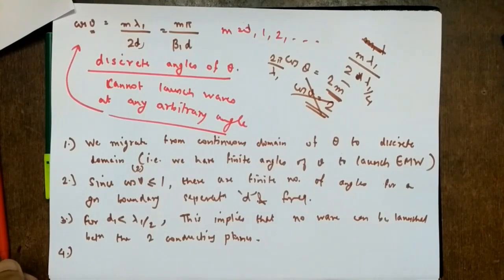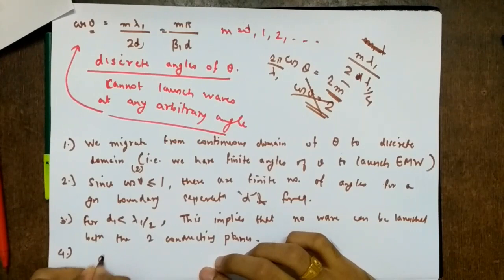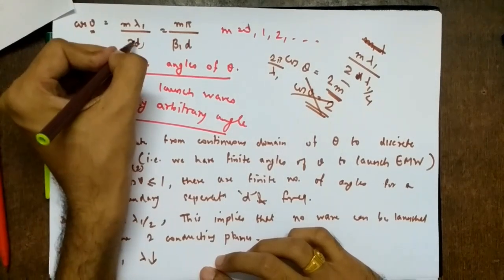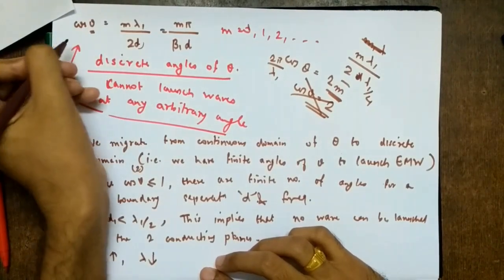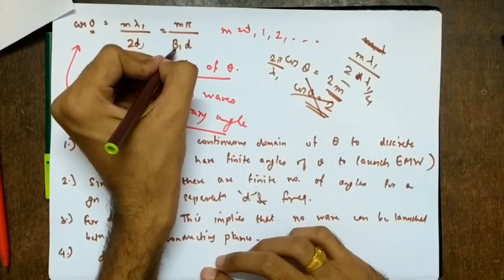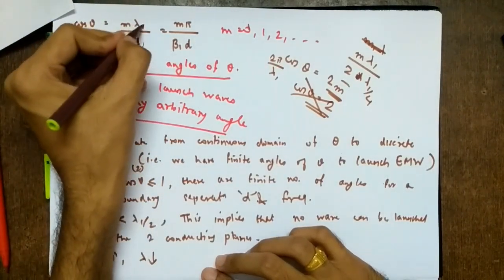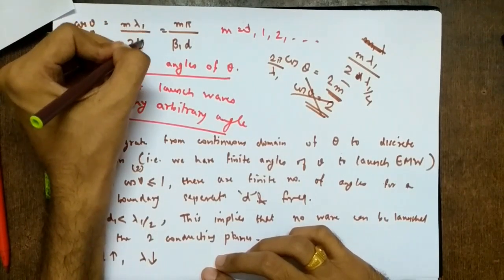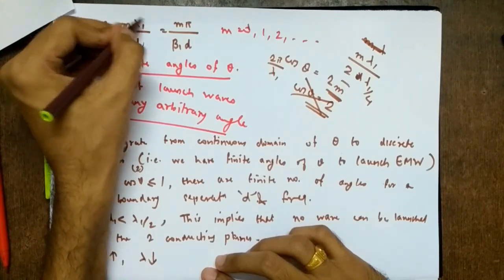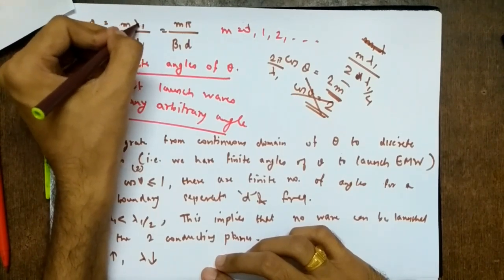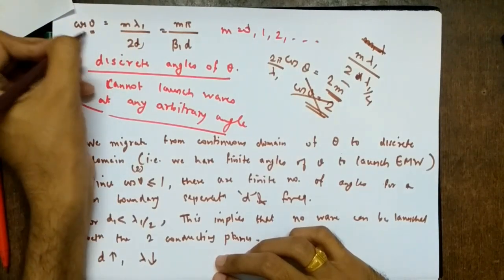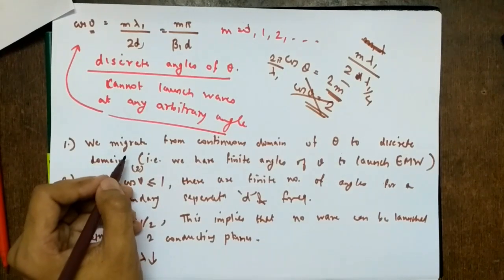And finally, if d increases or lambda decreases, what will happen? If d increases, cos theta will decrease. If lambda decreases, that is, if you increase frequency, again cos theta will decrease. What does this indicate? Just think for some time.